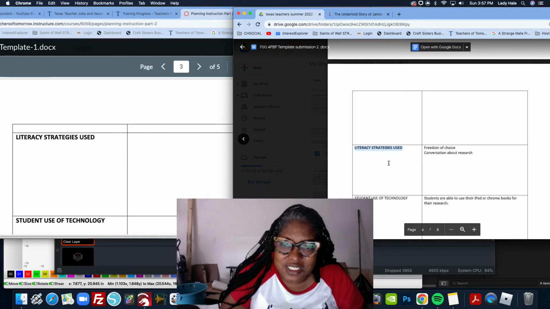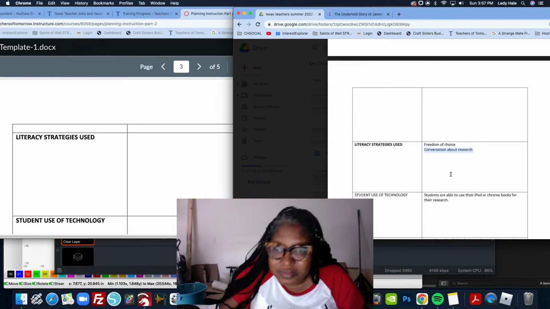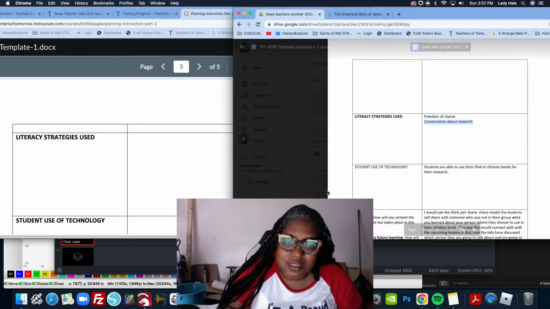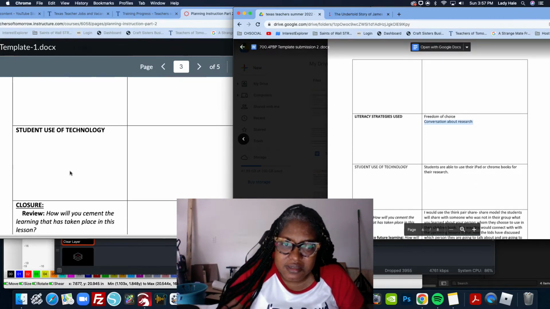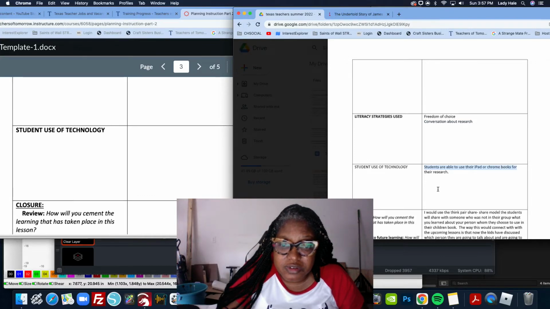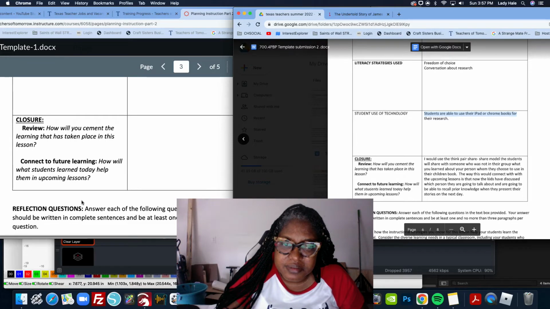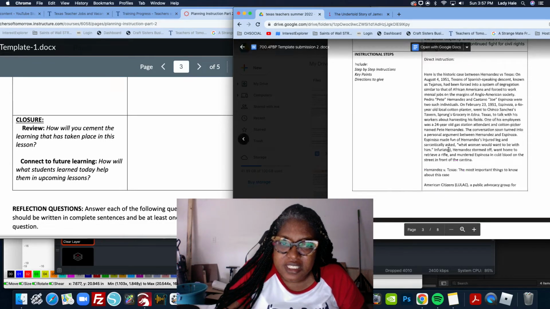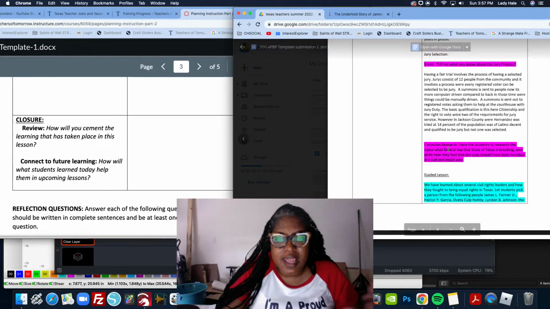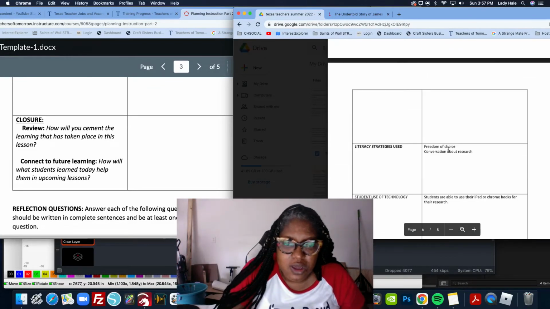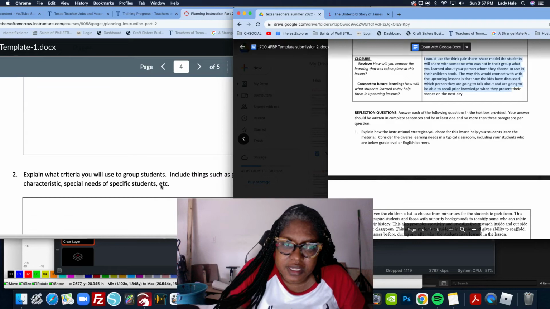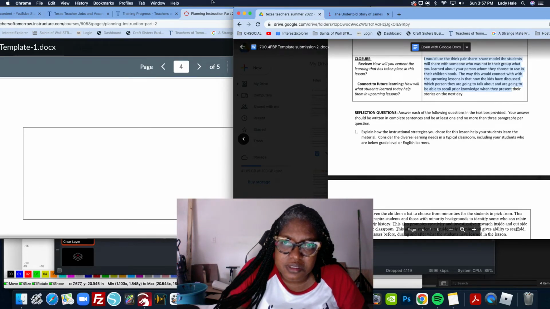Literacy strategies used. So freedom, choice, and the conversation about research, right? The use of technology. Students are able to use their iPad, Chromebooks for their research. All right. Here is the closure right here, right? So you close out the same way. So as you see, now there has been added things upon the lesson. We go on down. Even as you see here, you got those questions.